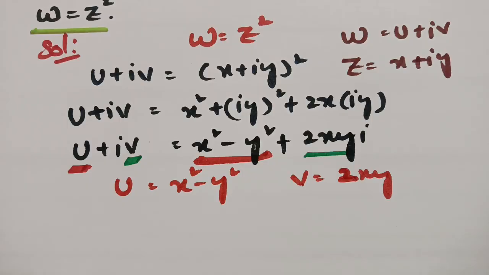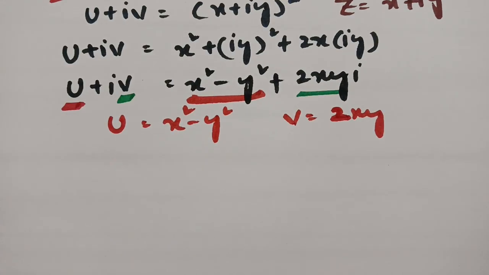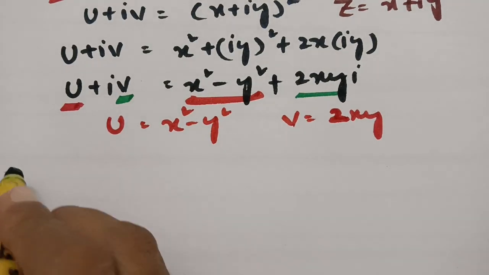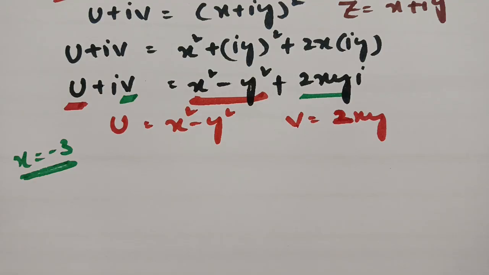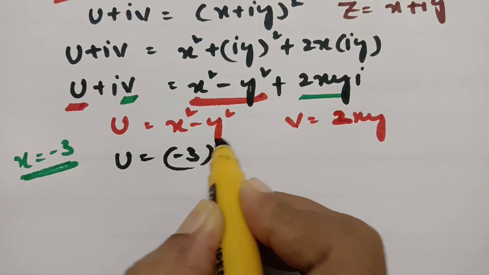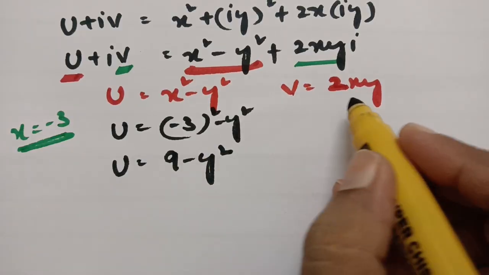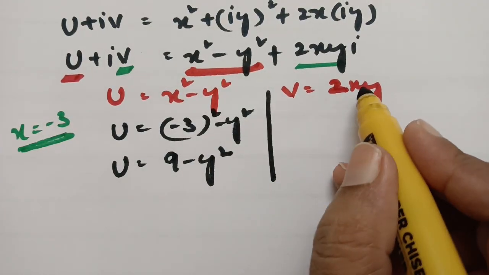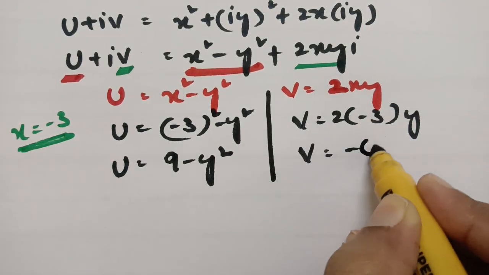So after that, what do we have to do? We have to consider the values in terms of u as well as v. So what is the line given here? The line is given simply as x is equal to minus 3. So that's what I'm going to substitute. If I substitute x is equal to minus 3, then u is going to become minus 3 whole square minus y square. So u is equal to 9 minus y square, and v is equal to 2 into minus 3 into y, so v is equal to minus 6y.